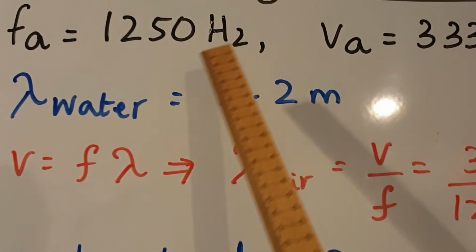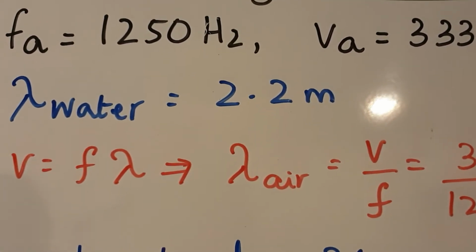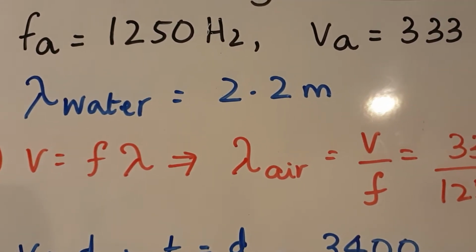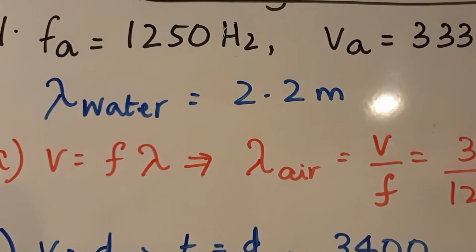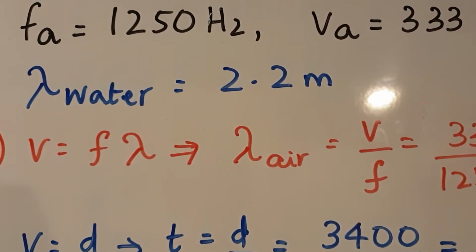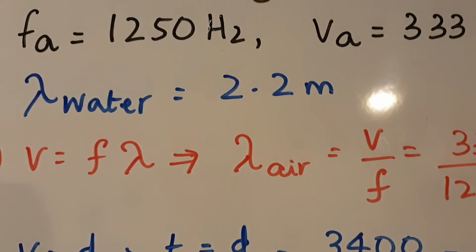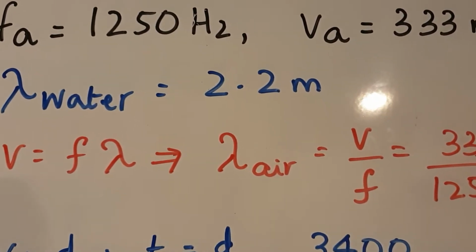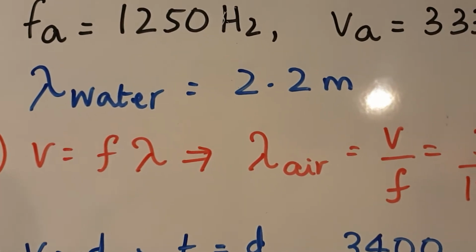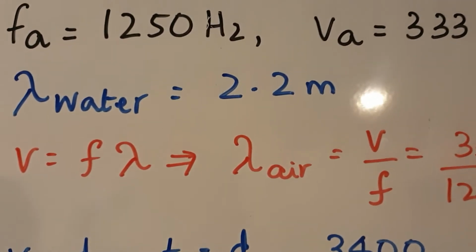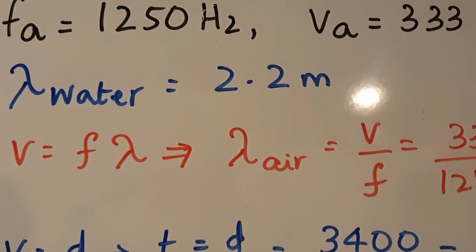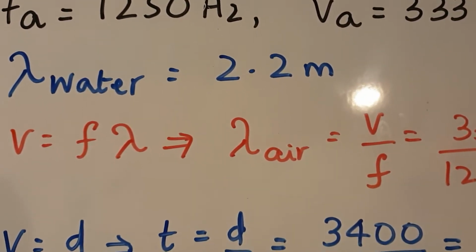So frequency is how many waves go past a point in 1 second. So it has two units. One of them is hertz and the other one is per second. A kilohertz is 1,000 hertz, just like a kilogram is 1,000 grams. A megahertz, M for million, M for mega, so a megahertz is 1,000,000 hertz, so 1 followed by 6 zeros.